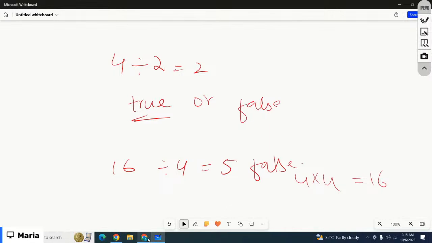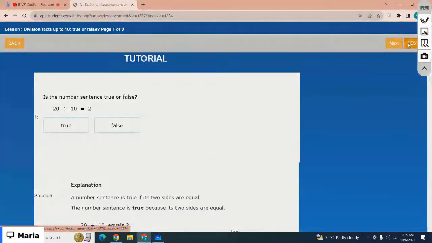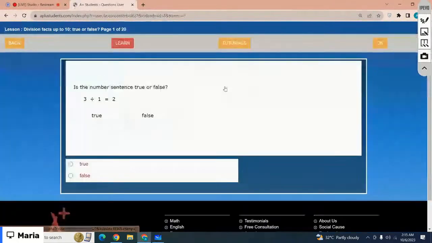Let's just do practice questions from the lesson. Okay. Is the number sentence true or false? 3 divided by 1 equals 2. Is it true or false?